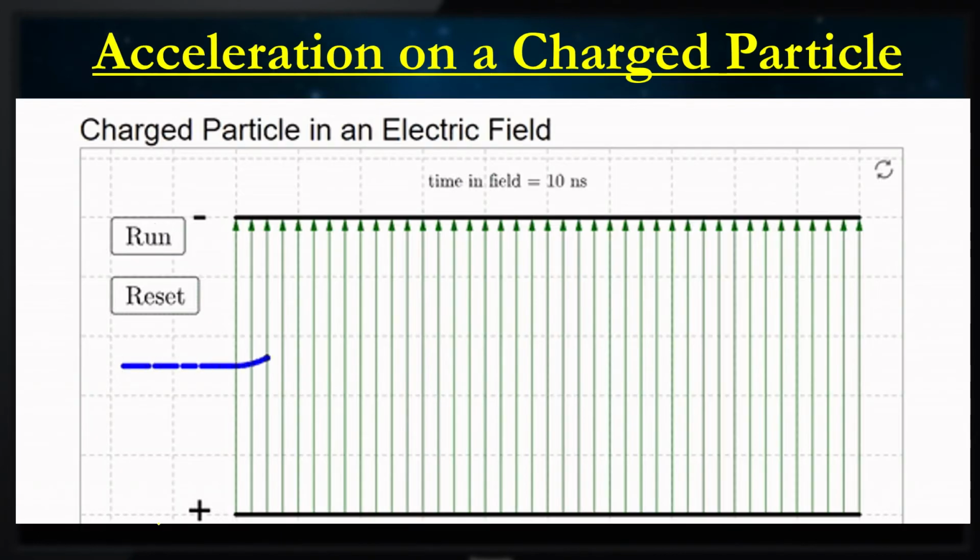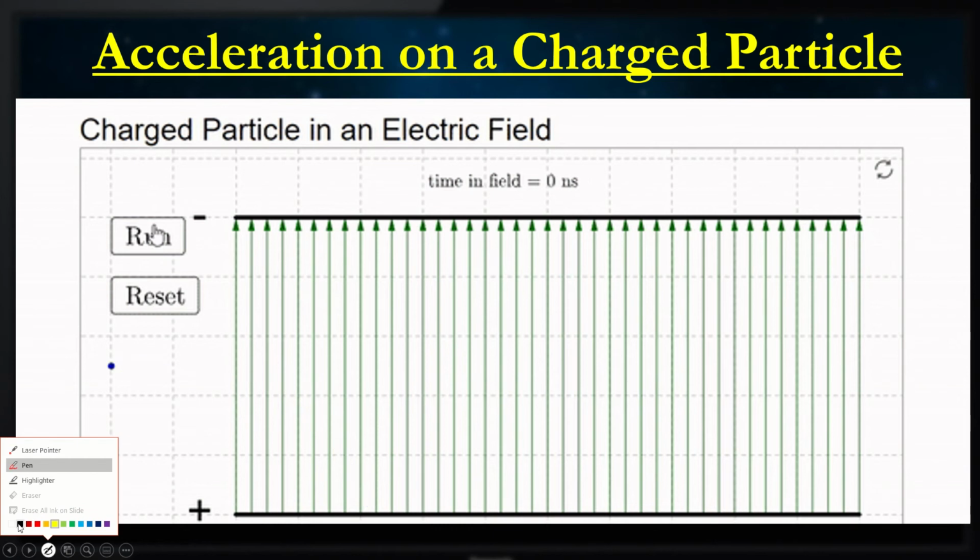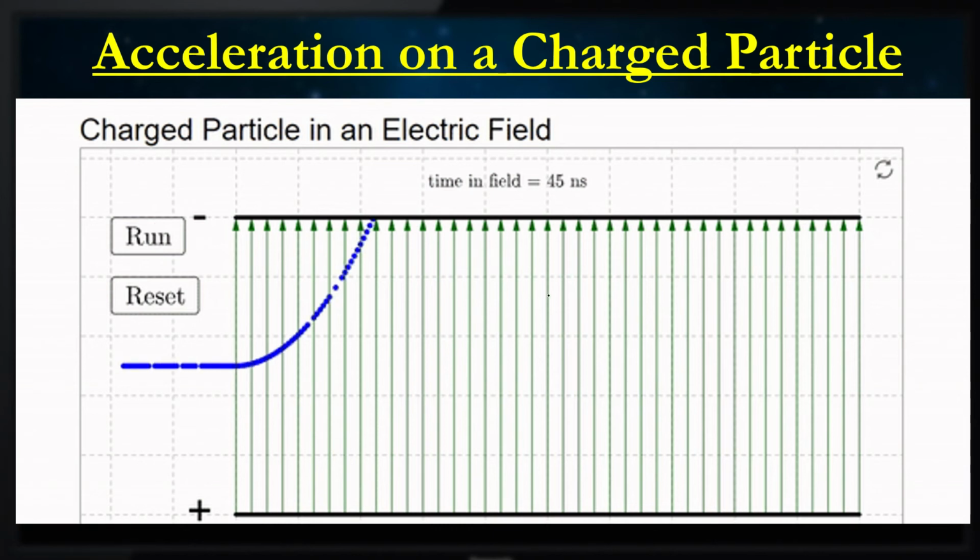If you have a look at this charged particle here, so it's interacting with our electric field, you can see one thing I want to point out. We can see that there is a change in direction of the charged particle.